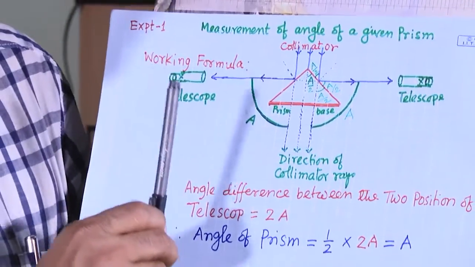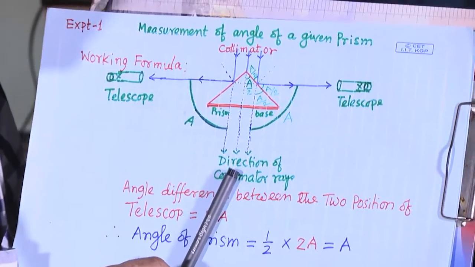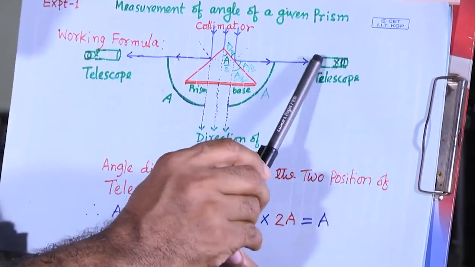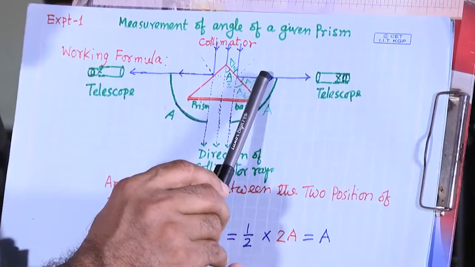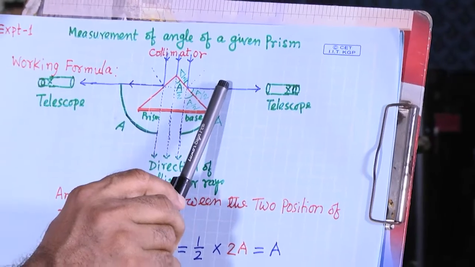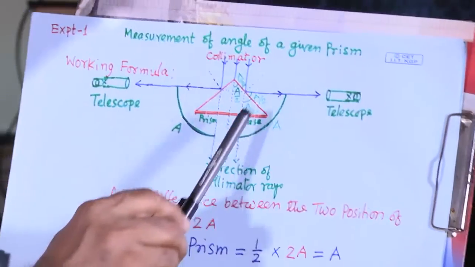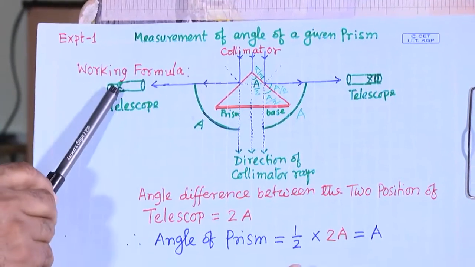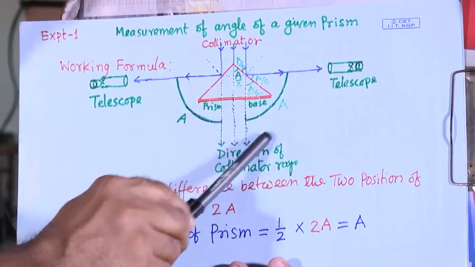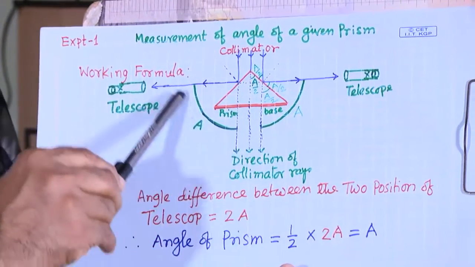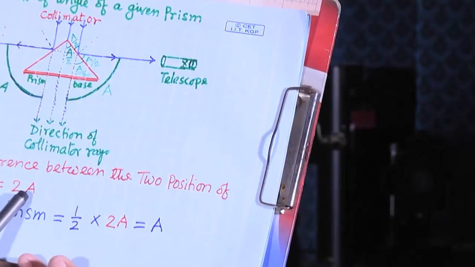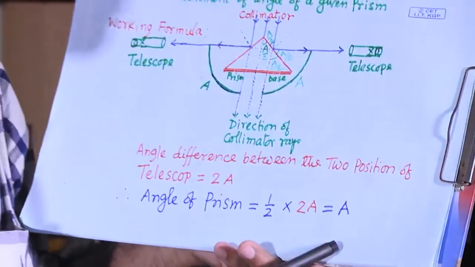So, if I put the telescope here and measure the reading of the telescope at this position, and then take the telescope in this direction and take the reading again, then the difference of these two readings gives this angle, and that is 2a. So, the angle of the prism will be half of it. Okay.